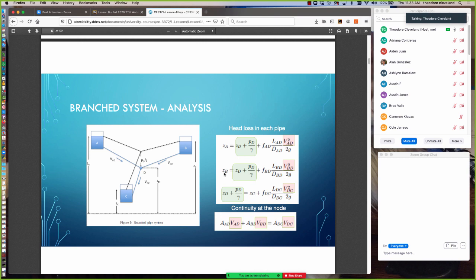Similarly for pipe BD, we can write that the total head at reservoir B is equal to the total head at node D plus the head loss going from reservoir B to node D, which again is a Darcy-Weisbach equation with the length of the pipe, the diameter, and the as of yet unknown velocity squared in the pipe. Our next energy equation looks a little different, but it's the same thing.